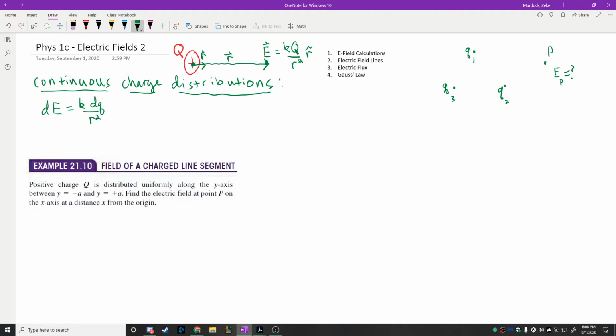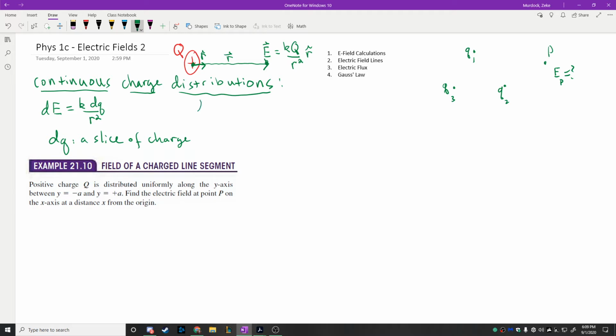So we're going to basically be splitting our object up into tiny little pieces. So dq is going to represent a slice of charge from our charged object. And we're going to define this dq in a way so that we can do this integral. In order to do that, we're going to have a set of rules for how we define what dq is. And there's going to be three different possibilities.